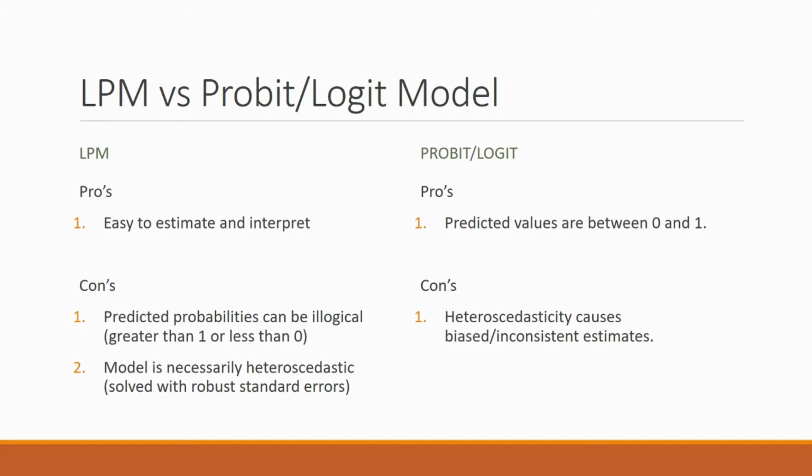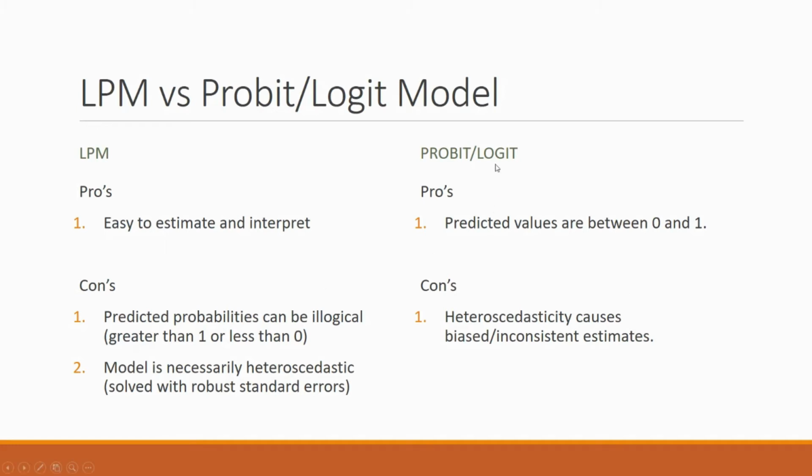All right. Heteroskedasticity causes our estimates to be inconsistent. That means even if we have a big sample size, they're still going to be biased. Okay, that's a major problem. Heteroskedasticity actually causes our coefficients to be biased in a Probit model. All right, that's a major problem. And there are some ways to solve it, but they're a little bit tricky. I'll show you in Stata.